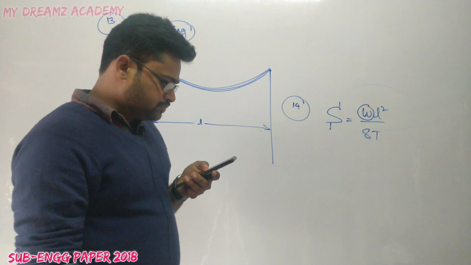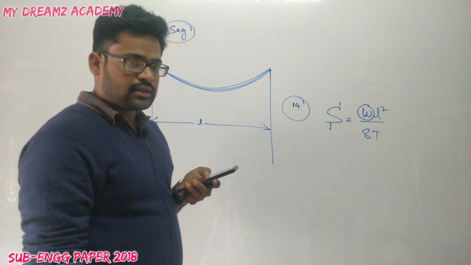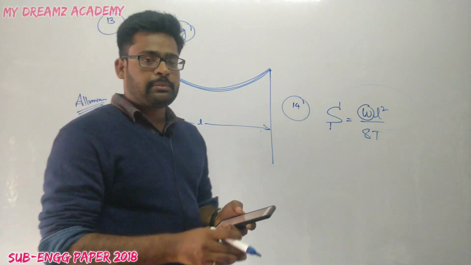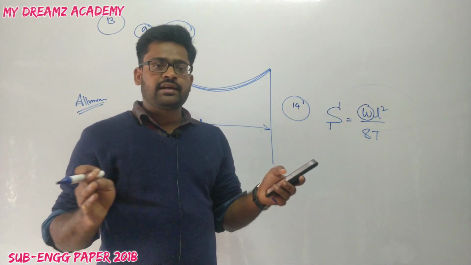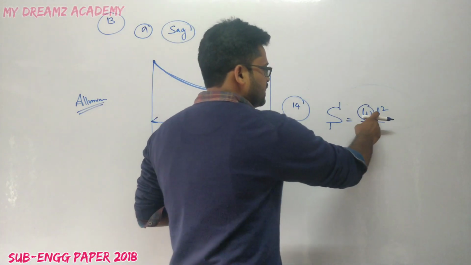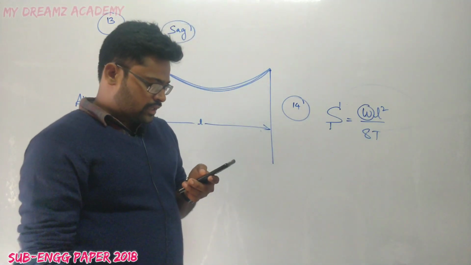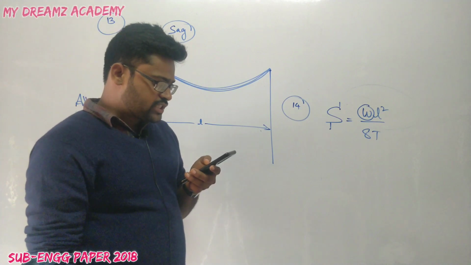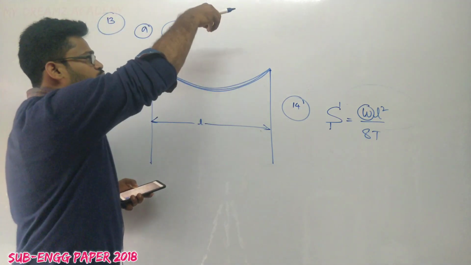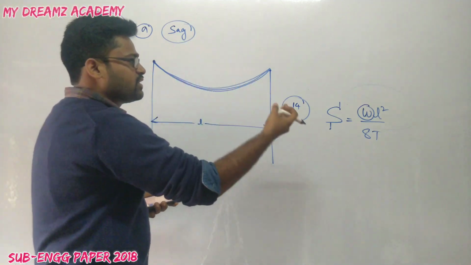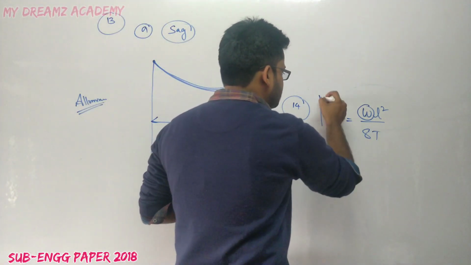Next one, current through the conductor, that we are going to see. Next, atmospheric temperature. If the temperature increases, the length of the conductor increases, and the length of the conductor is directly proportional to sag, so this option is also wrong. The next one is ice deposition on the conductor. If ice deposits on the conductor, the weight of the conductor increases, and if the weight increases, sag also increases.